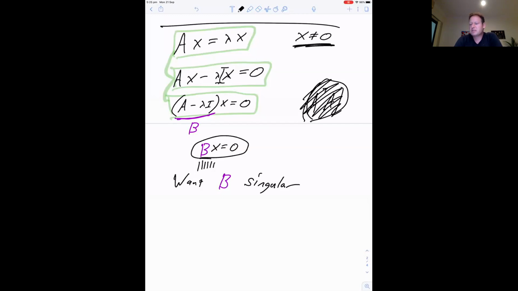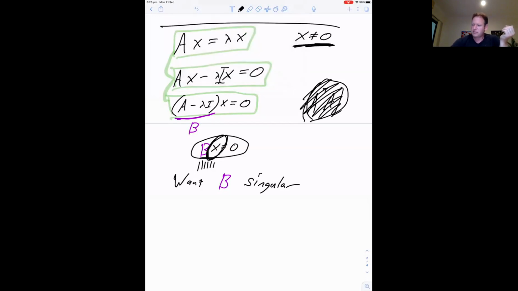B being singular implies that there are other X's here that are not 0 that satisfy this equation. Those X's are exactly the null space of the matrix B. So if B is singular, then there's a non-zero null space to the matrix B, and that means that you can actually find an X, and that means that there's a lambda inside.